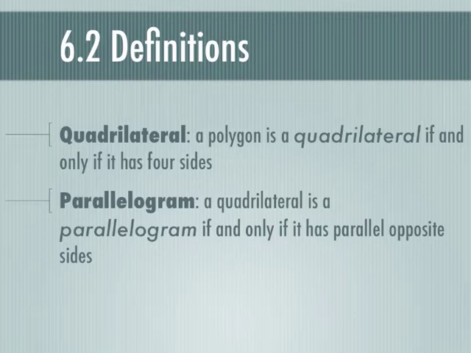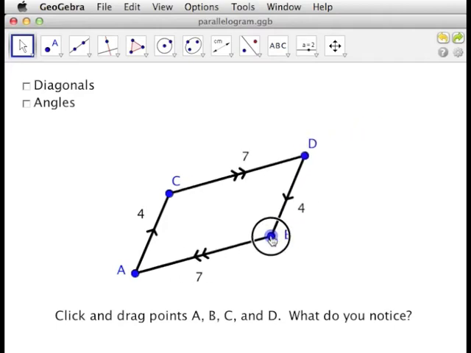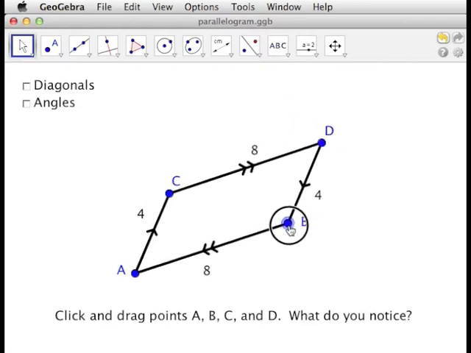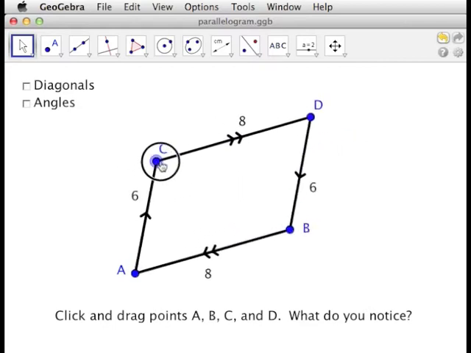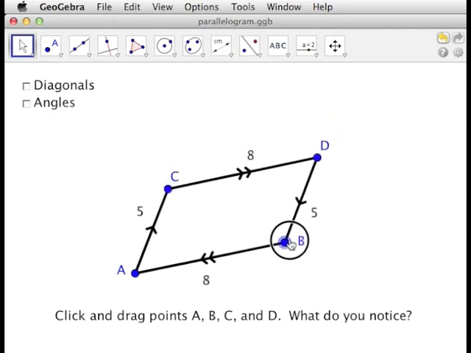So let's take a look at an example. So here we have a parallelogram ABCD. Actually ABDC, I guess I got those switched around a little bit. But if you drag the points B and C and A, you'll notice that these side lengths, 9 and 9, the opposite sides are always congruent. Likewise, if we change around the other sides, the opposite sides are always equal to each other.